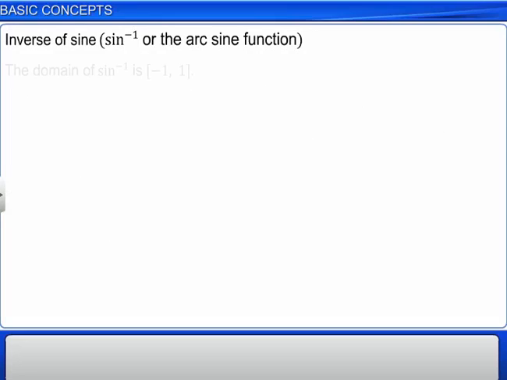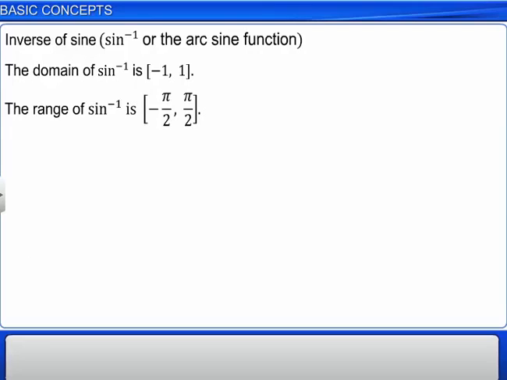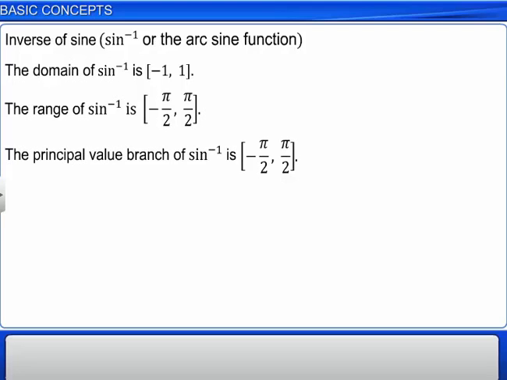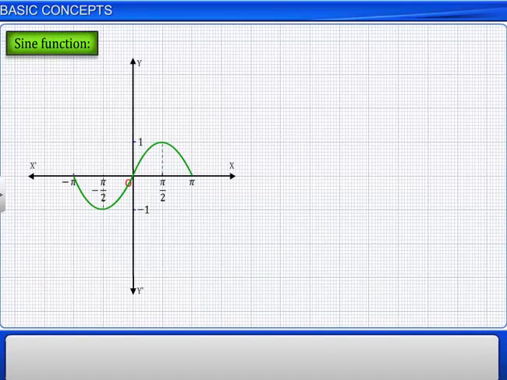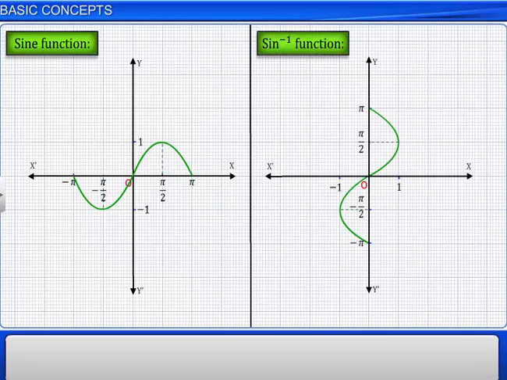The domain of the sine inverse is closed interval -1, 1, and its range is closed interval -pi upon 2 to pi upon 2. The branch with the range -pi upon 2 to pi upon 2 is known as the principal value branch of the sine inverse function. Remember that if y is equal to sine inverse x, then sine y is equal to x. The graph of the sine inverse can be obtained by interchanging the x and y axes in the graph of the sine function. Let's now proceed to the cosine function.